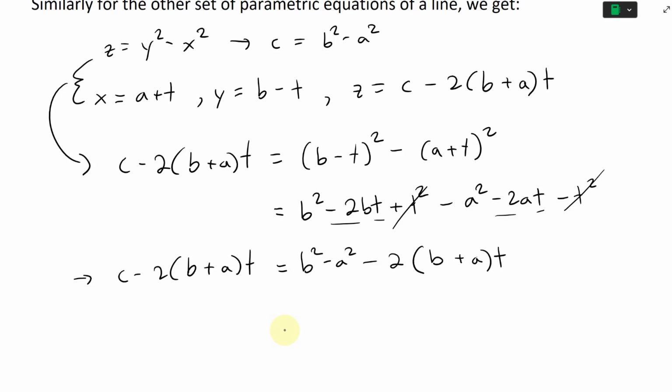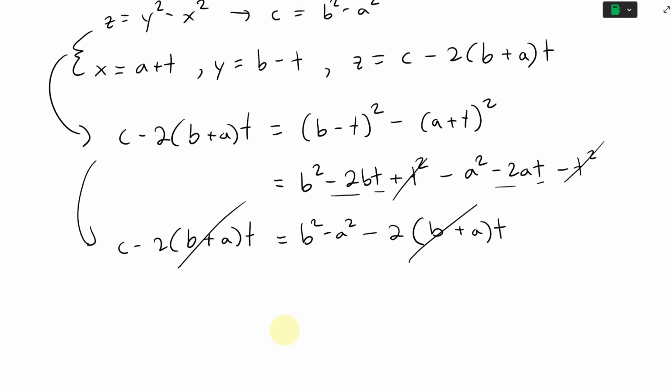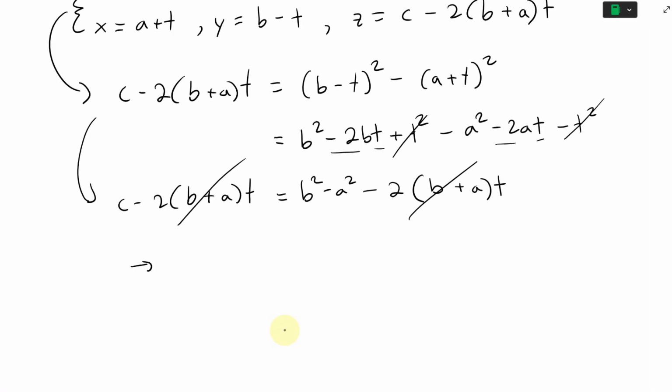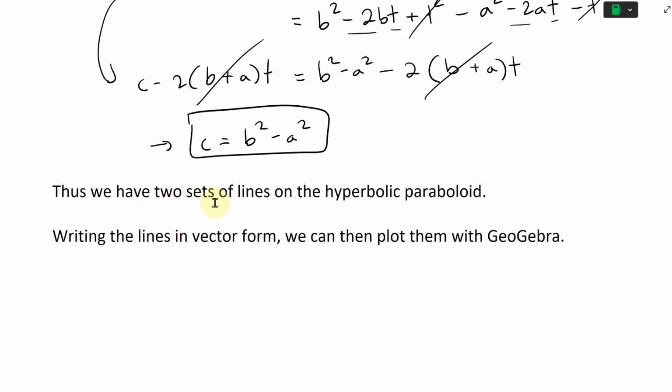Let's bring that down. We'll put it like this. This cancels. This cancels. And again, same thing, we get c is equal to b squared minus a squared. So this line is also on the hyperbolic paraboloid. That's epic stuff there. Thus, we have two sets of lines on the hyperbolic paraboloid, and writing the lines in vector form, we can then plot them with GeoGebra.